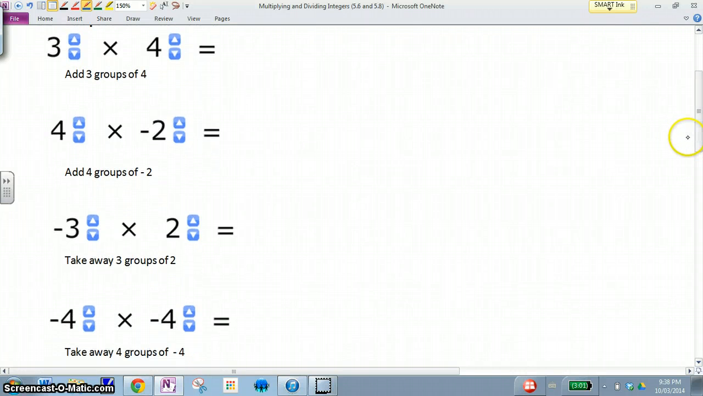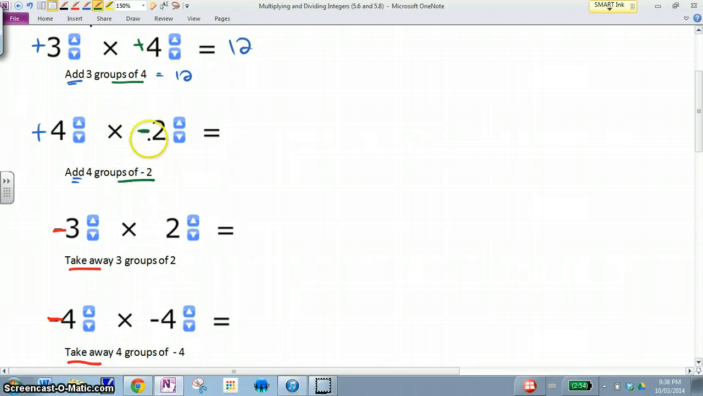So we've got 4 multiplication statements. We're looking at 3 groups of 4, 4 groups of -2, -3 groups of 2, and -4 groups of -4. And now we're reading the first sign as adding the groups, or reading that first sign as taking away groups. And then the second sign, we're reading as groups of something. So in this case, groups of 4, groups of -2, groups of 2, groups of -4.